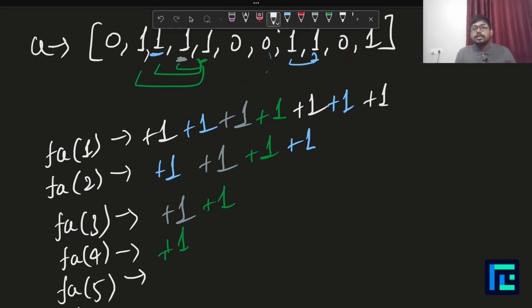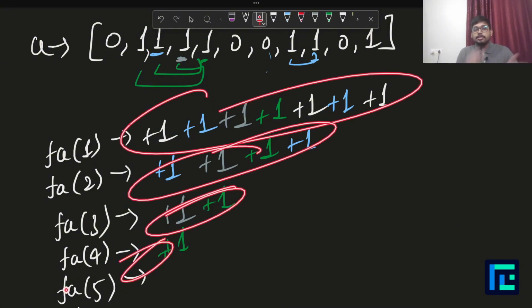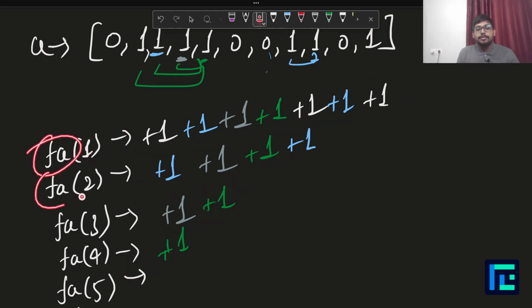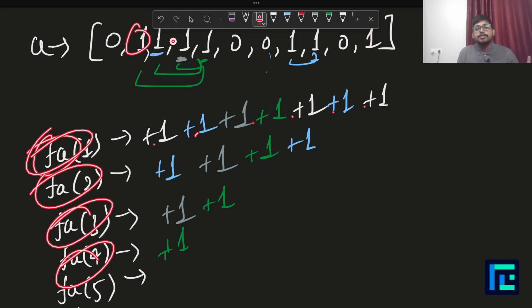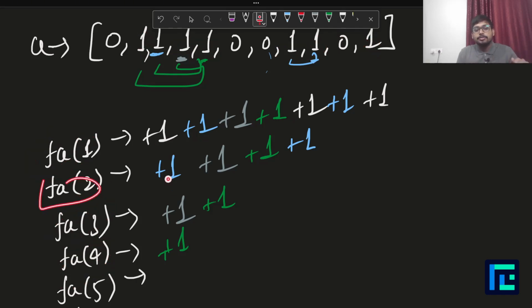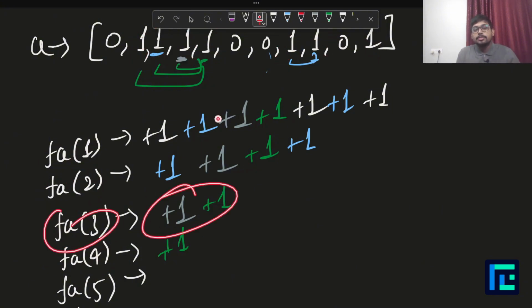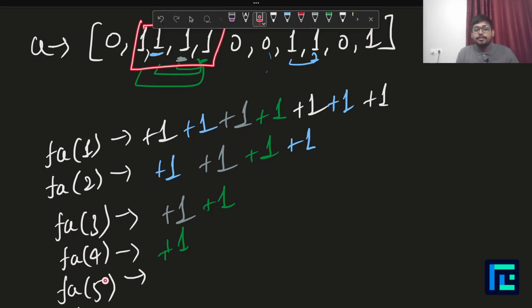So when you add all these up, you would get your final values of FA1, FA2, FA3, FA4. FA1 is 1, 2, 3, 4, 5, 6, 7. So there are 7 subarrays of size 1 having ones. FA2 is 1, 2, 3, 4. These 4 are of size 2. FA3 is only 2. So these 2 are the FA3. FA4 is only 1. This is the only one FA4. FA5 would be 0 because there are no consecutive 5 ones.